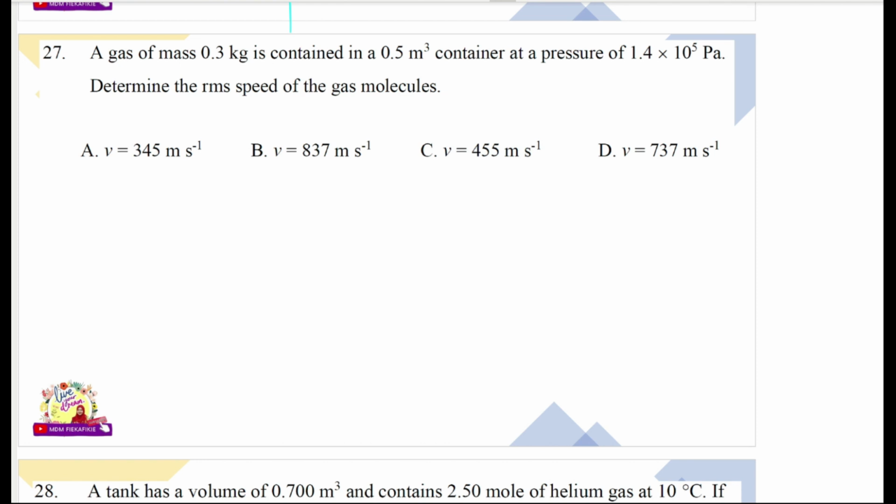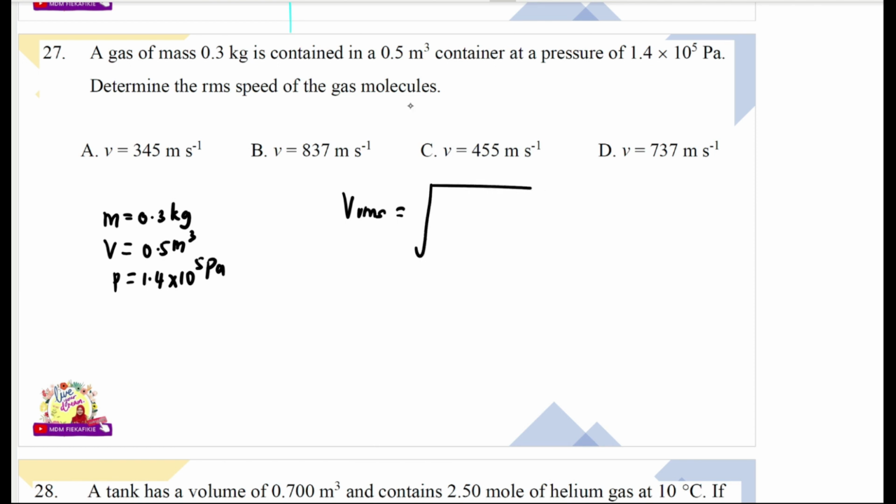Okay. So 27 from chapter 13. So we have a gas of mass 0.3 kg. So saya akan keluarkan semua maklumat. And then given that the volume is 0.5 meter cube. And then pressure is equal to 1.4 exponent 5 Pascal. Okay. Alright. Determine the RMS speed of the gas molecules. So we want to calculate V RMS. Okay, we just use the equation.